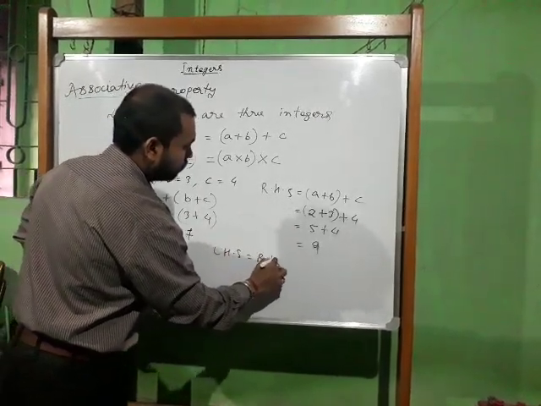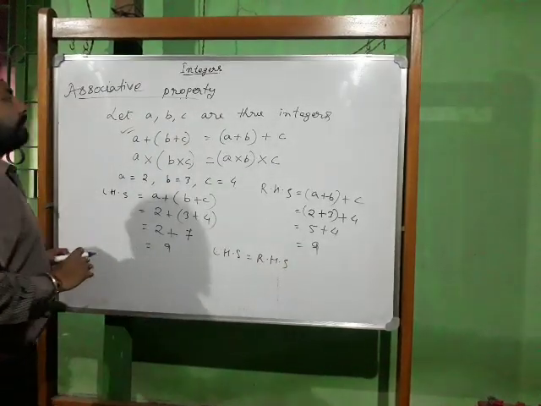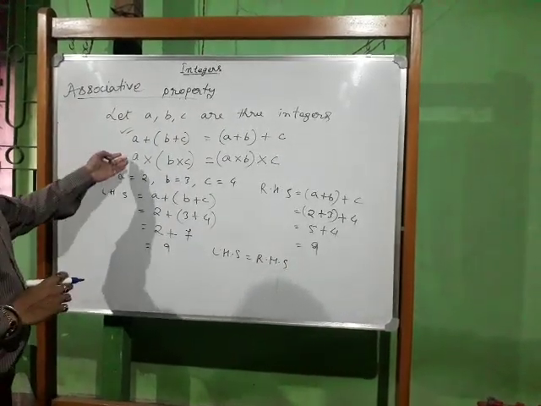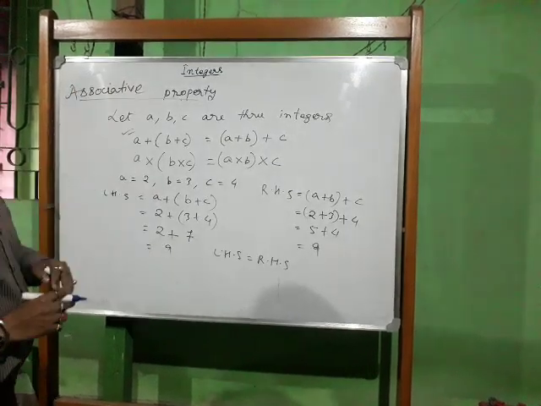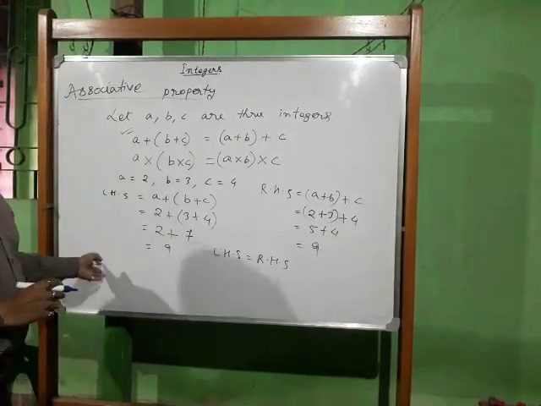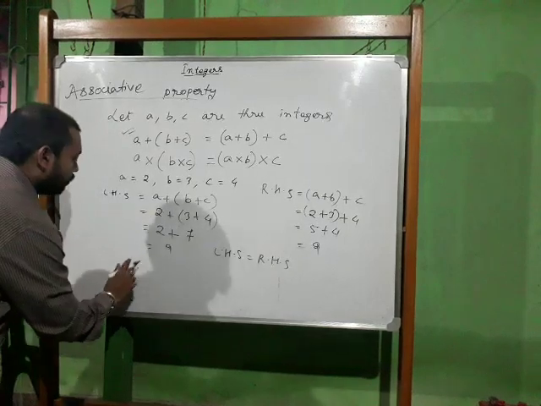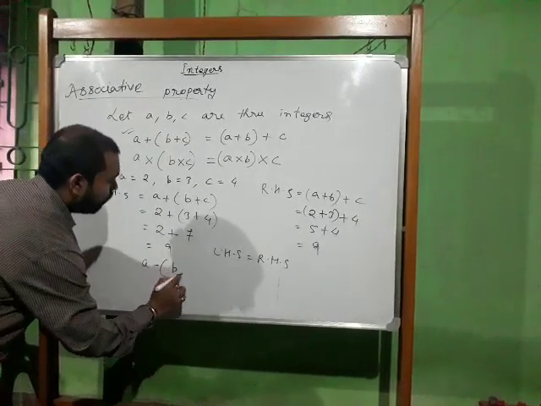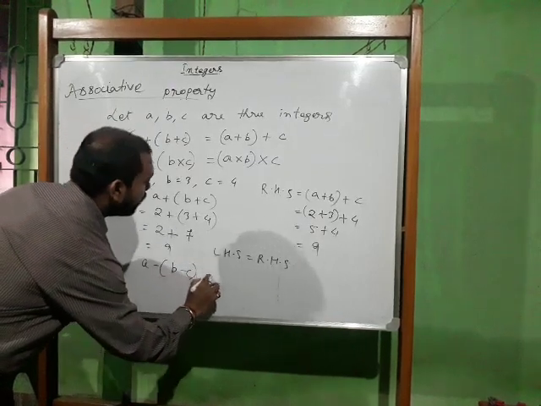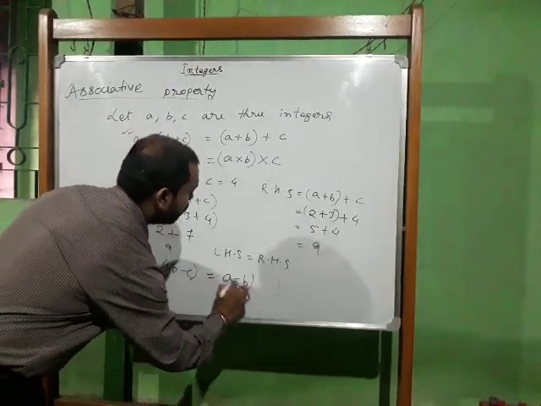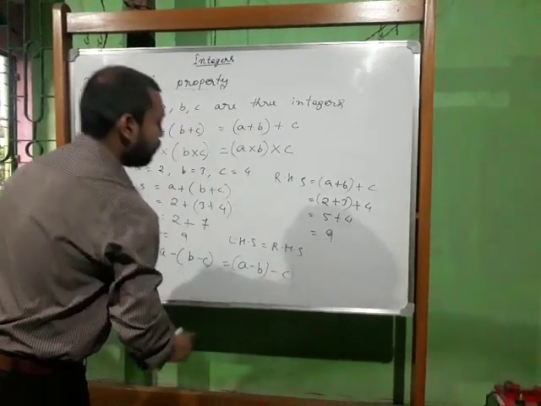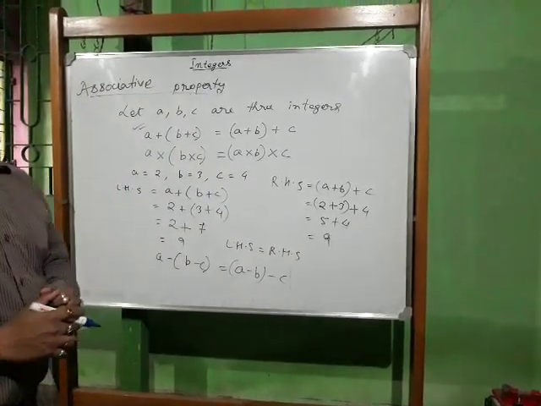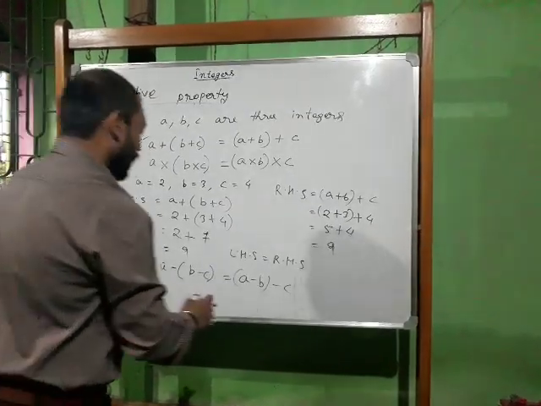So associative property exists for addition. Similarly, we can say for multiplication also associative property exists. But for division and subtraction, we can write like this: (a minus b) minus c is not equal to a minus (b minus c). If you check, you will see that division and subtraction don't follow the associative property.